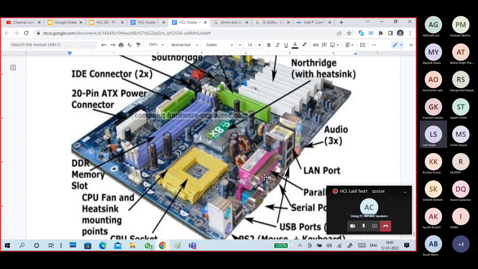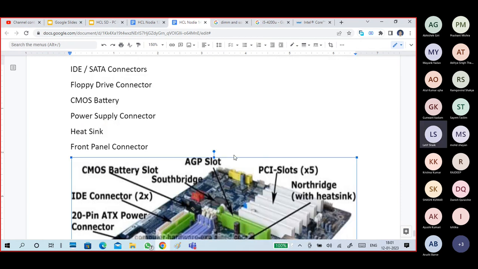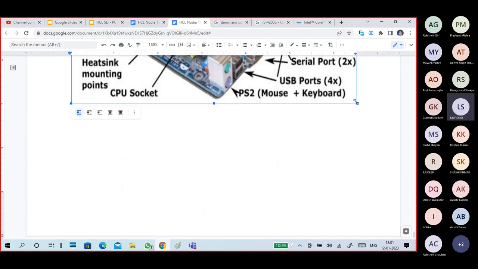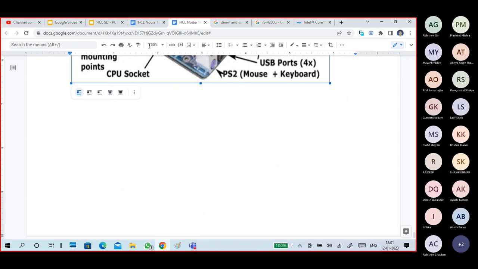These are the back panel connectors we are using. Okay, hard disk connectors, CMOS battery, and some other power supply distributors. The LAN port is there, serial port, parallel port, VGA port, USB connectors, and keyboard and mouse PS/2 connectors are also there. Okay, so these are the different connectors we are getting.